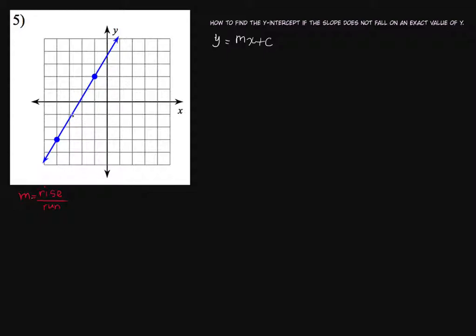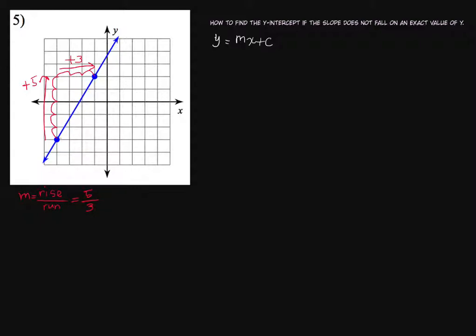So let's calculate. The rise for this one would be 1, 2, 3, 4, 5. It's going up, therefore it's a positive 5, okay? And then we go 1, 2, 3. It's going to the right, so that's a positive 3. So the rise is positive 5, and the run is positive 3. So that's our slope, 5 over 3.